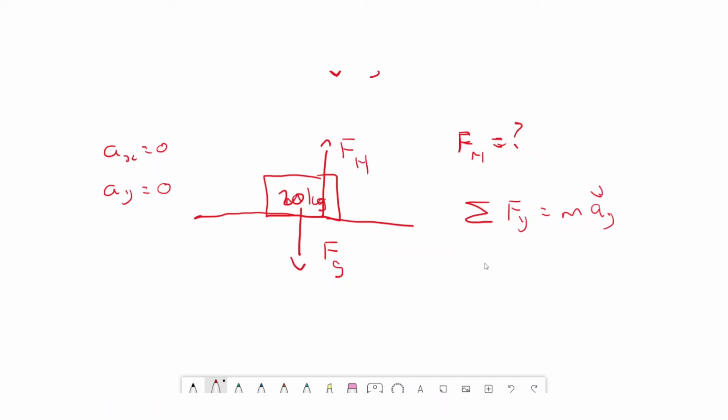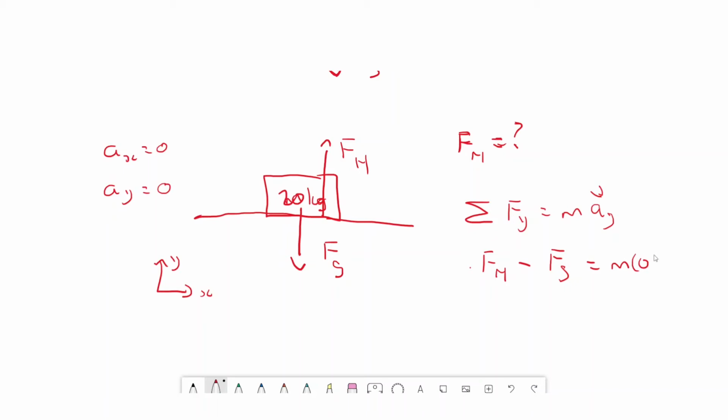What are the forces on the y? It's Fn, which is going up. And then it's Fg, which is negative. Why? Because I always choose the positive direction going up, so anything pointing up is positive, anything pointing down is negative. This is going to be the mass. Now the acceleration I said is going to be 0, because this thing is not moving up, it's not moving down. So this is going to be 0.